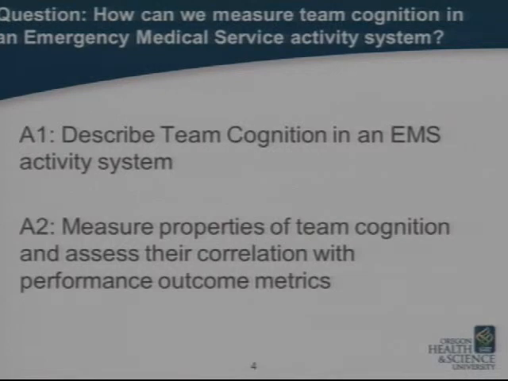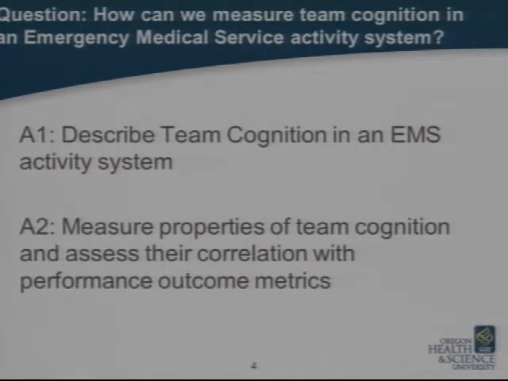So as part of my main theoretical question, one of the things I want to ask is, how can we measure team cognition in a clinical activity system? And I want to do this through two aims. One is to simply describe how cognition is distributed in an emergency medical service team as they're performing a number of tasks in a simulated environment.